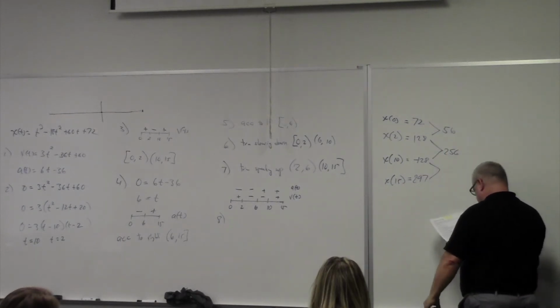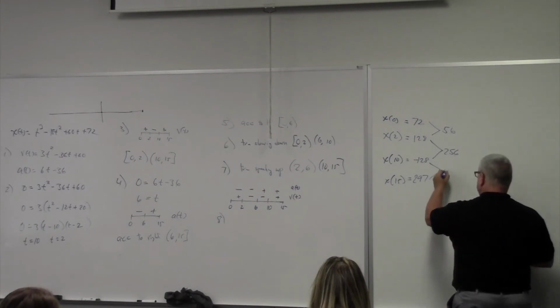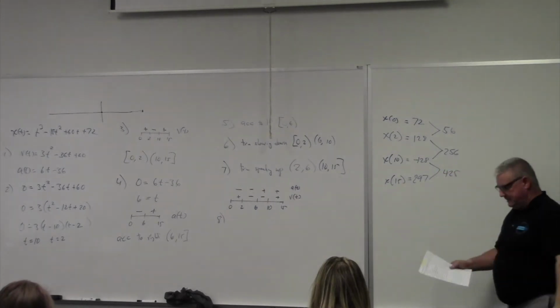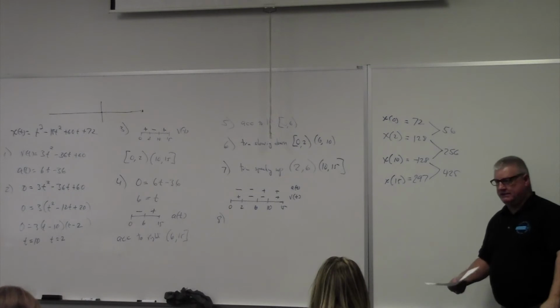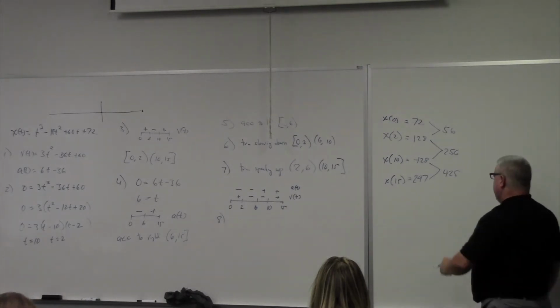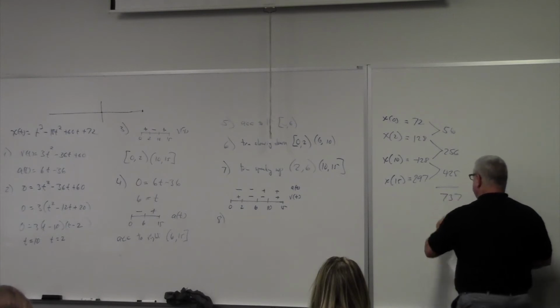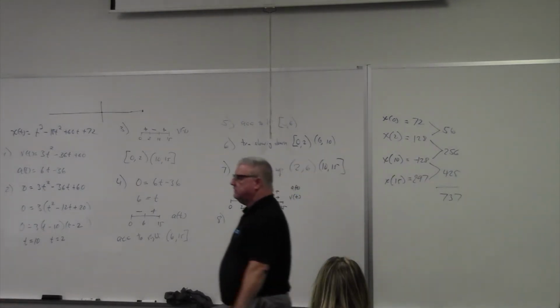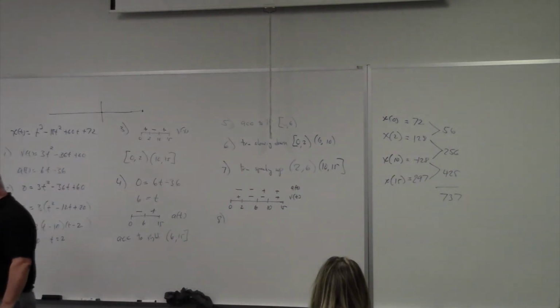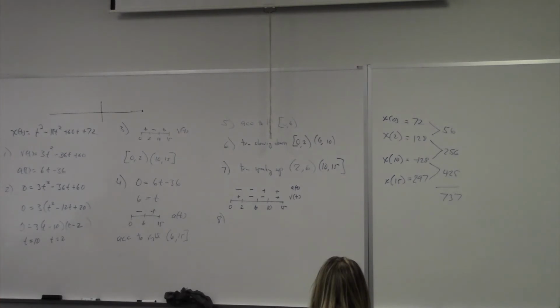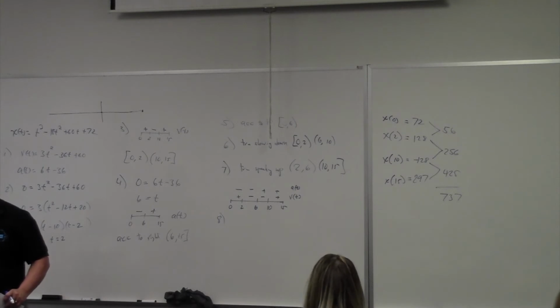And now the distance here is going to be huge. That is what? 425. All right, so what do we do here? Add them up, and you get 737. Good? So what is that the answer to? Number 8. That is the total distance traveled. Okay? Are we good? Is everybody good?